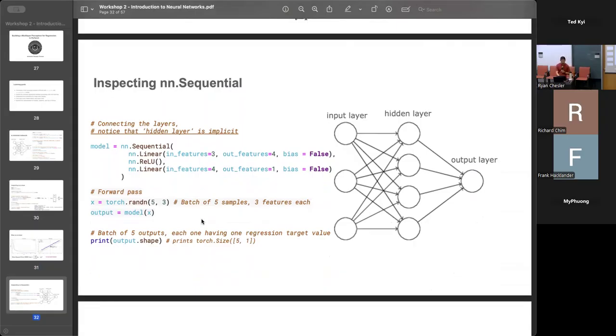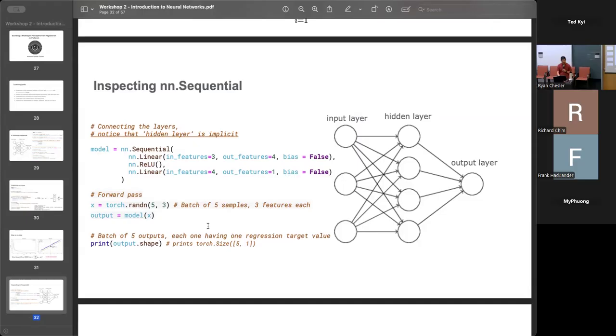In general, I would say you should just leave the bias on. I don't think that there's much reason to have it off. It does cost you an extra parameter, but in general, it's not going to hurt anything. So I would just typically leave it on.